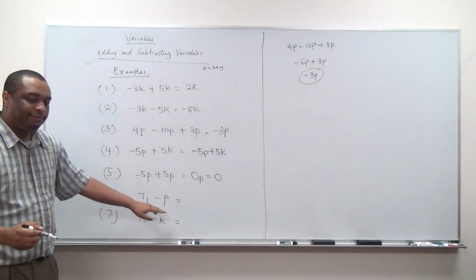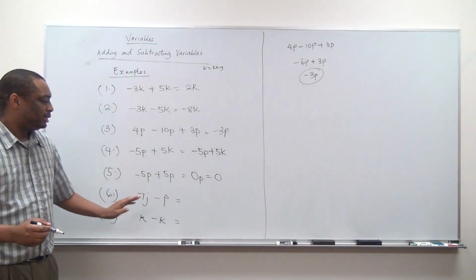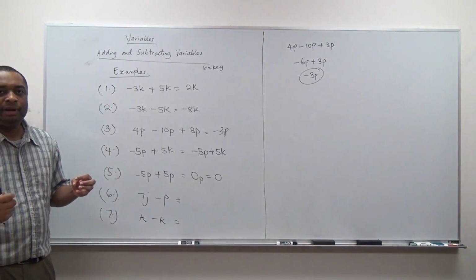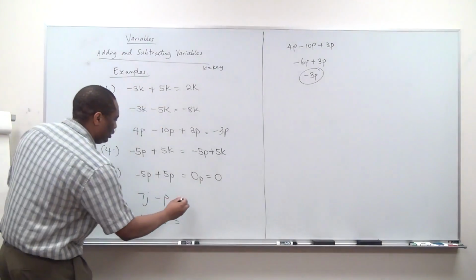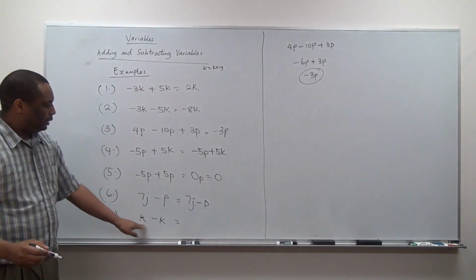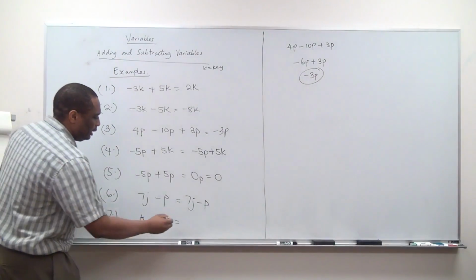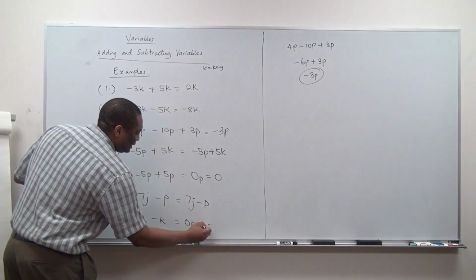Here they are unlike variables, 7j minus p. Because they are unlike variables, you don't do anything. You leave it like that, 7j minus p. Here you have 1k, 1 key, and you owe 1 key. That is 0k, which is 0.